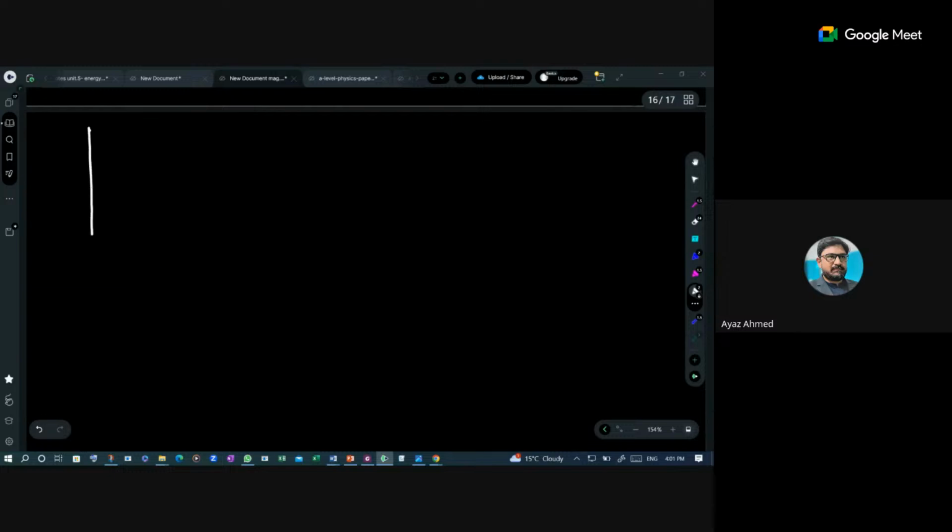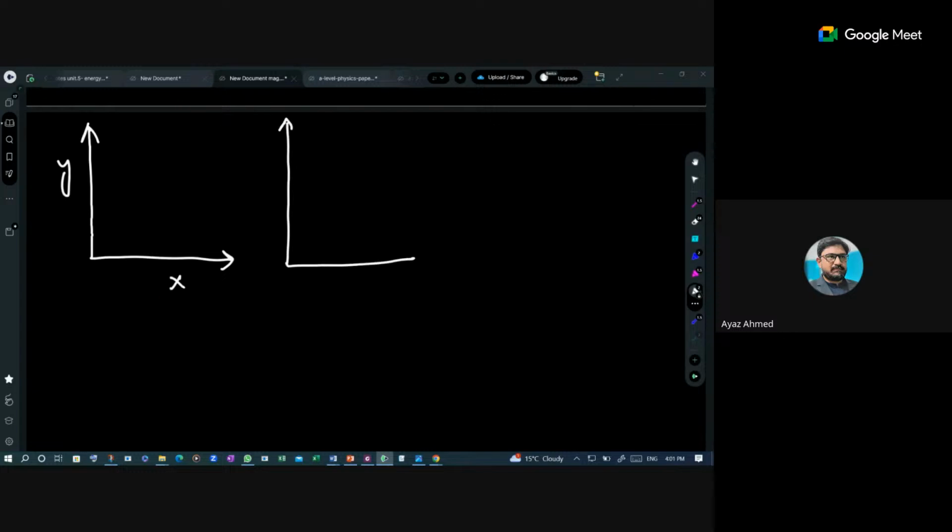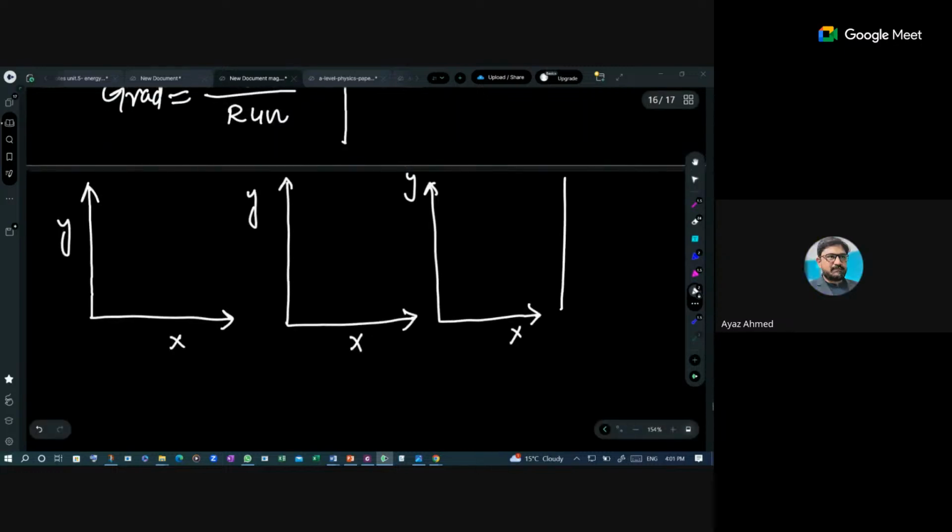That if I have this, any physical quantity y with respect to x. I don't name it. It is generally a gradient graph, right? I will tell you about what type of gradients can be there in physics or maths as well, because gradient is also a technique from the math. So these are some sort of graphs which are generally asked from gradient.